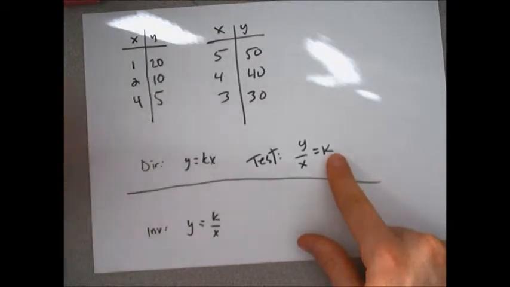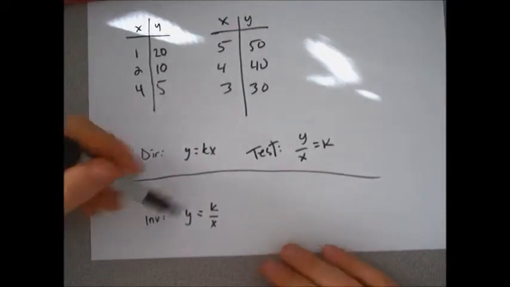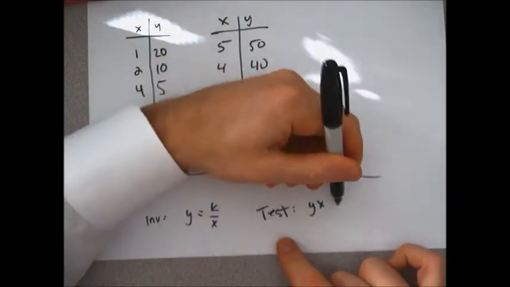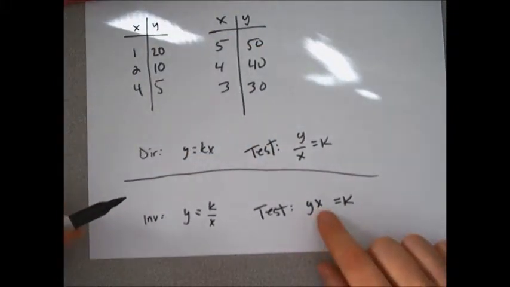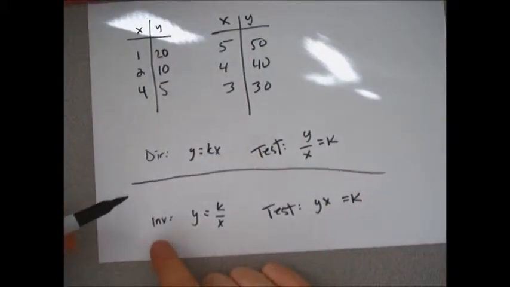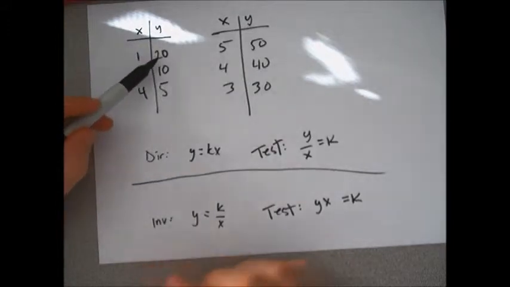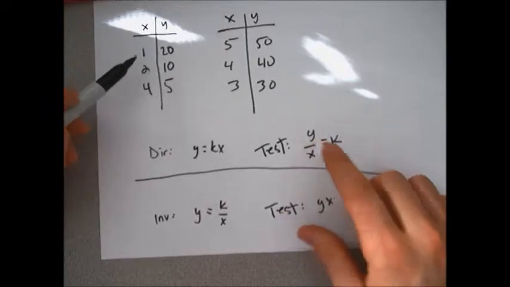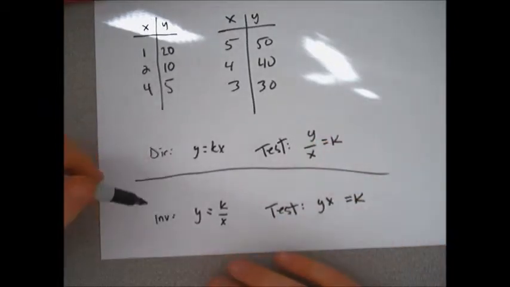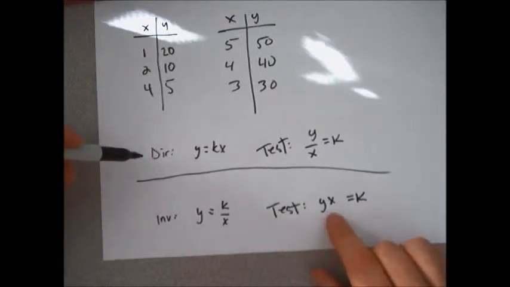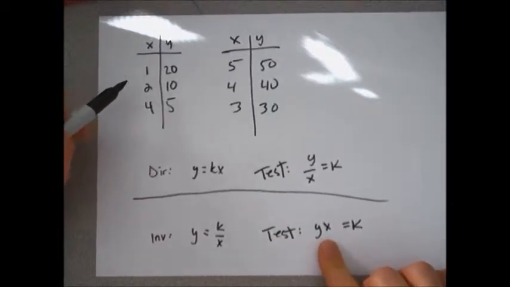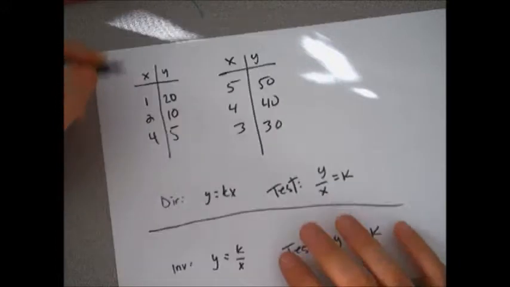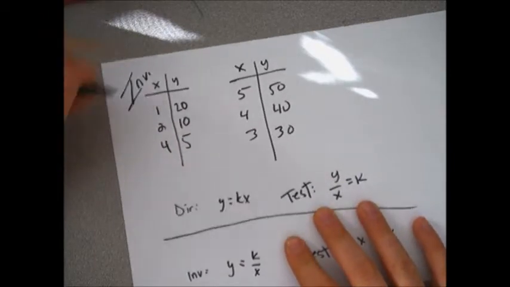If it keeps giving me the same number, we would have a direct variation. For inverse variation, its table test formula is y times x equals k, so if every y times every x gives you the same number, it's inverse variation. So in this first table, let's try the division. 20 divided by 1 is 20, 10 divided by 2 is not 20, so we can't do direct variation. For the inverse variation, does every y times every x give us the same value? 1 times 20 is 20, 2 times 10 is 20, 4 times 5 is also 20, so this one right here is an inverse variation.